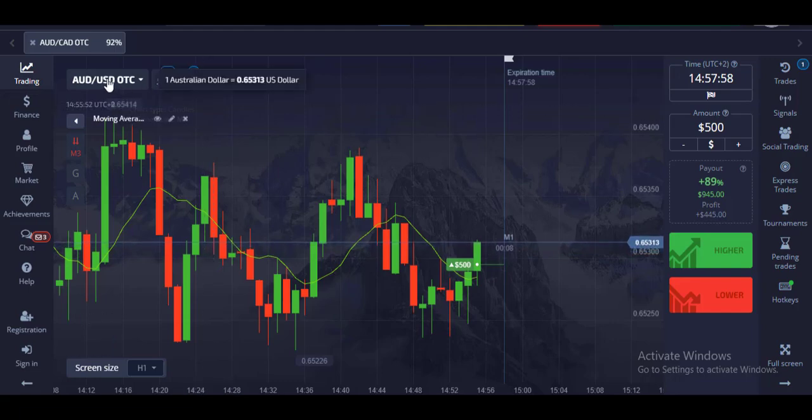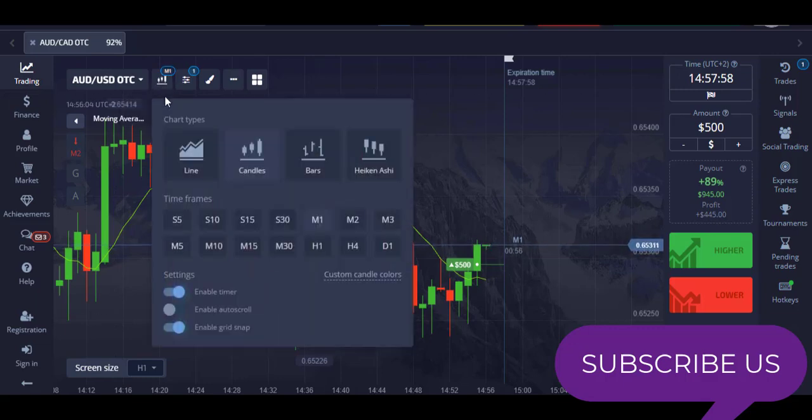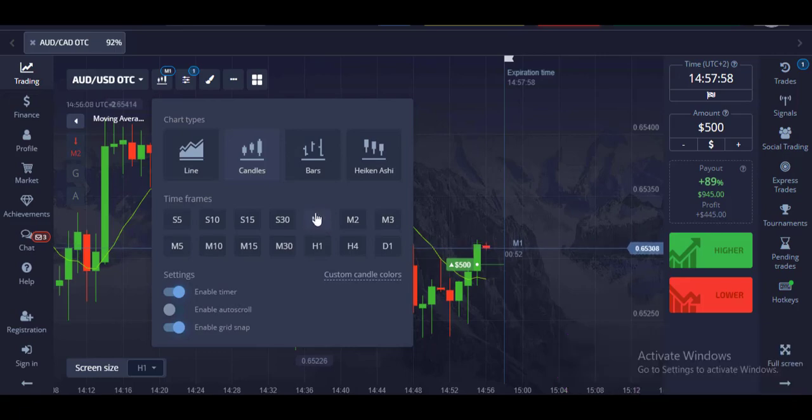So this is Pocket Option and this is the market, AUD and CAD, Australian and Canadian currencies, on the 1 minute chart. People are asking for a 1 minute chart strategy. This is one of the best strategies that I follow.